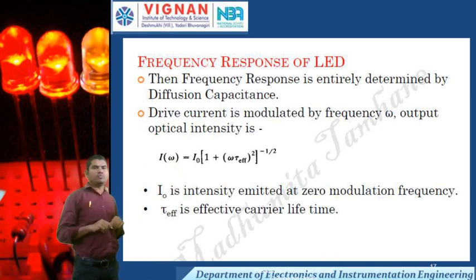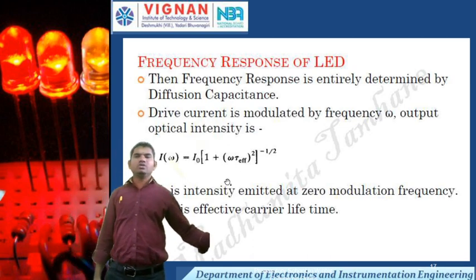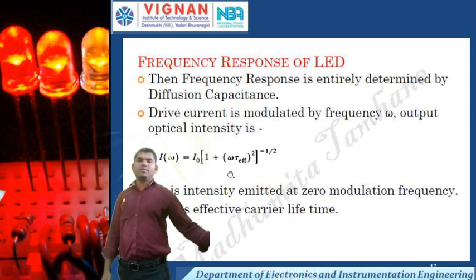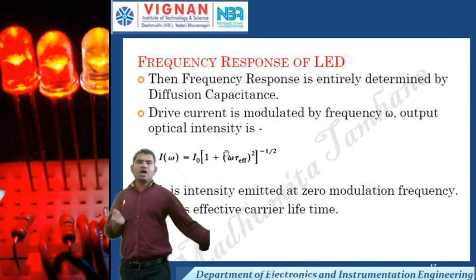Output optical intensity is measured by using current, that is this equation: I(ω) equals I0 into (1 plus (ωτ_eff) squared) to the power of minus 1 by 2. By using this, we have to measure the optical intensity. I0 is the intensity emitted at zero modulation frequency, and τ_eff is the effective carrier lifetime. By using this equation, you have to measure the output intensity of the LED.